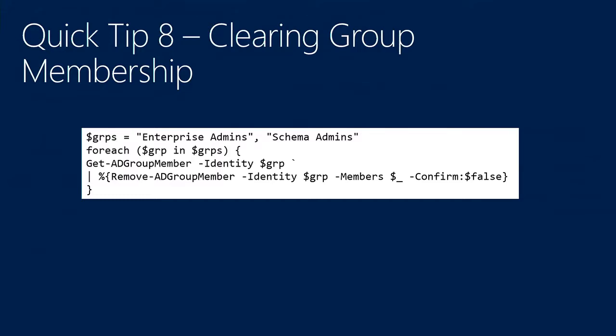So here's a quick bit of PowerShell that basically just clears those group memberships, and it's something that you could run as a scheduled task. Just so if somebody does add a member to those groups, it pops them out the next run of that scheduled task.